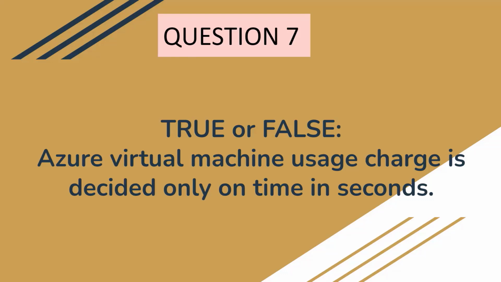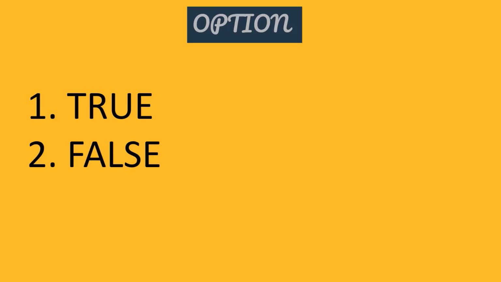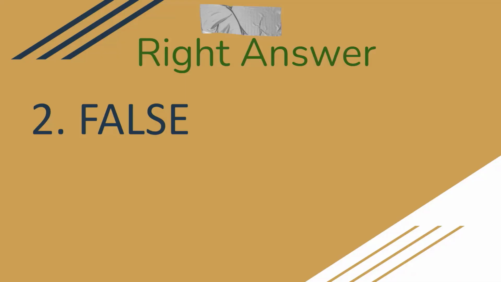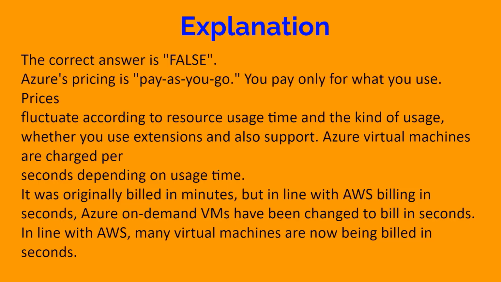Question 7. True or false? Azure Virtual Machine Usage Charge is decided only on time in seconds. Option 1. True. 2. False. Right answer. 2. False. Explanation. The correct answer is false.